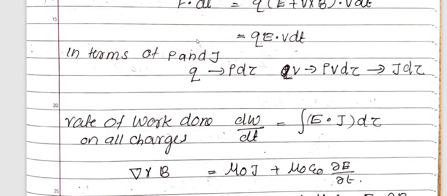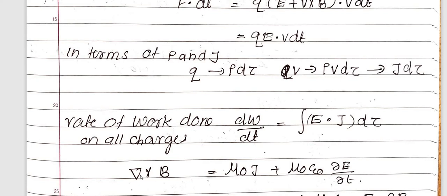The rate of work done for all charges. This is F dot dl. So that is QE dot V dt, or it can be written as E dot J dτ into dt. So the rate of work done, that is dW, dW by dt is given by the integral of E dot J dτ.